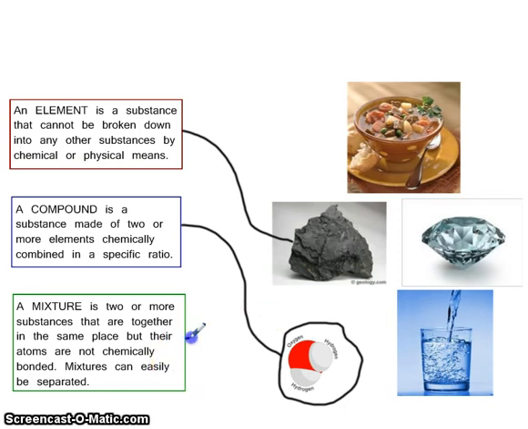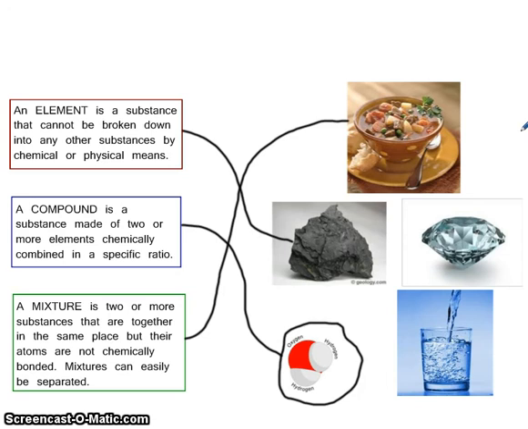Our bowl of soup is a mixture because you have 2 or more substances that have come together. They're in the same place, they're all in the bowl. However, they are not chemically bonded, which means if you don't like carrots in your bowl of soup, you can easily pick them out, right? Because they are not combined or bonded with things like the potatoes or the peas or even the meat. This is an example of a heterogeneous mixture.